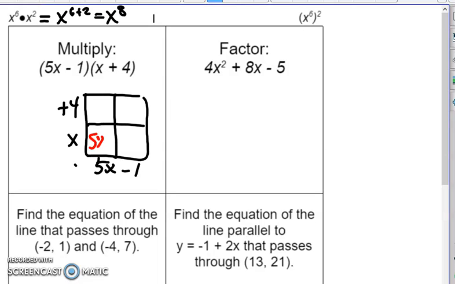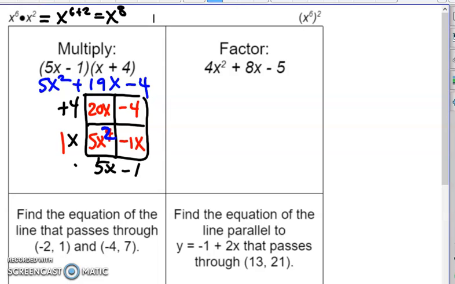So lower left corner is 5x squared, 5 times 1 and x times x. Top left corner, 5 times 4 is 20, so it's 20x. Bottom right corner, negative 1 times x is negative 1x, and top right is negative 4. So we end up with a final answer of 5x squared plus 19x minus 4. It should be 5x squared, not 5x fourth.